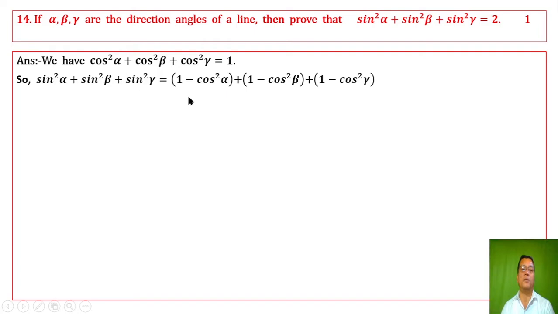Sin square alpha can be written as 1 minus cos square alpha; so sin square alpha plus cos square alpha equal to 1. Similarly, we have put this, we have also put this. And 1, 1, 1, we get 3. Combining these three terms, we get this, whose value is found to be 1. 3 minus 1 is 2. Hence, proved.